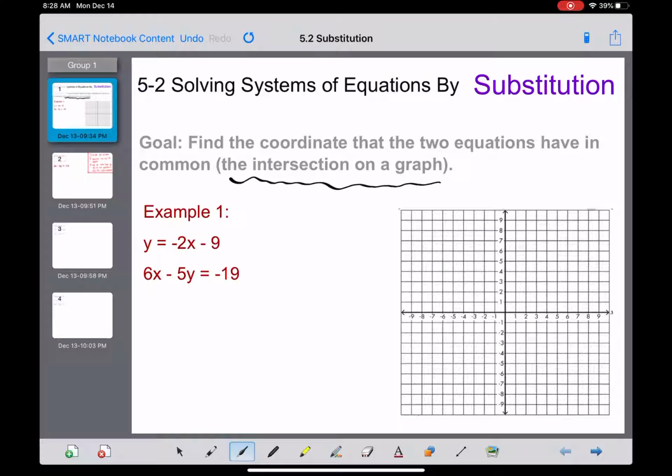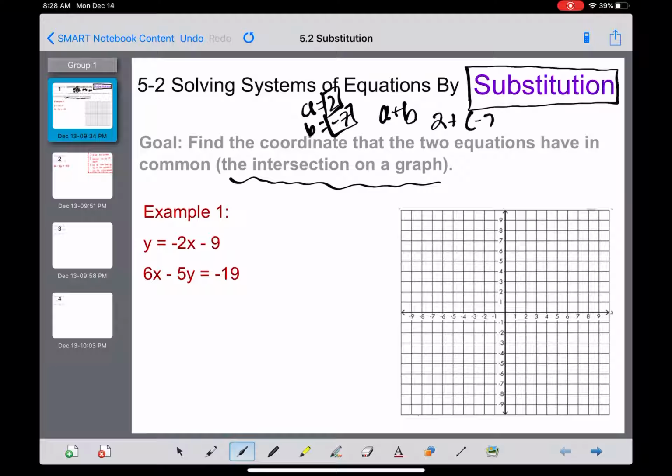So the second method is called substitution. Substitution is something that you guys are very familiar with. Back in probably even middle school, end of elementary school, you saw substitution for expressions like a plus b, and then they would tell you a is 2, b is -7. You would substitute the values in, and then you would simplify. Why do we need multiple methods?